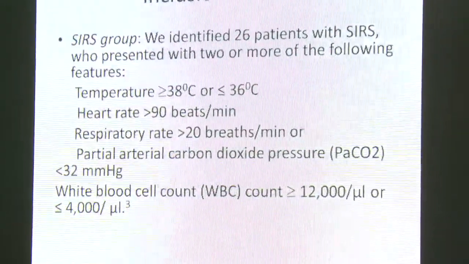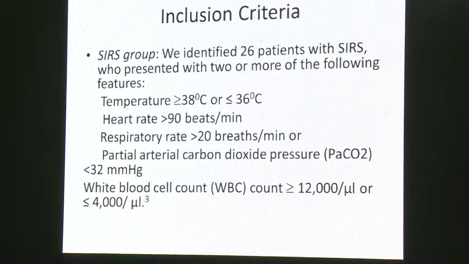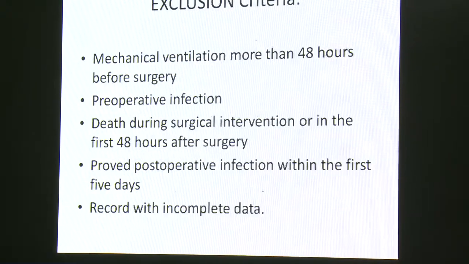The inclusion criteria in the SIRS group: we identified 26 patients with SIRS who presented with 2 or more of the following features: temperature more than 38 degrees Celsius or less than 36 degrees Celsius, heart rate more than 90 beats per minute, respiratory rate more than 20 breaths per minute, partial arterial carbon dioxide pressure of less than 32 mm of Hg, white blood cell count of more than 12,000 or less than 4,000 per microliter. Patients who had 2 or more were fitting into the criteria.